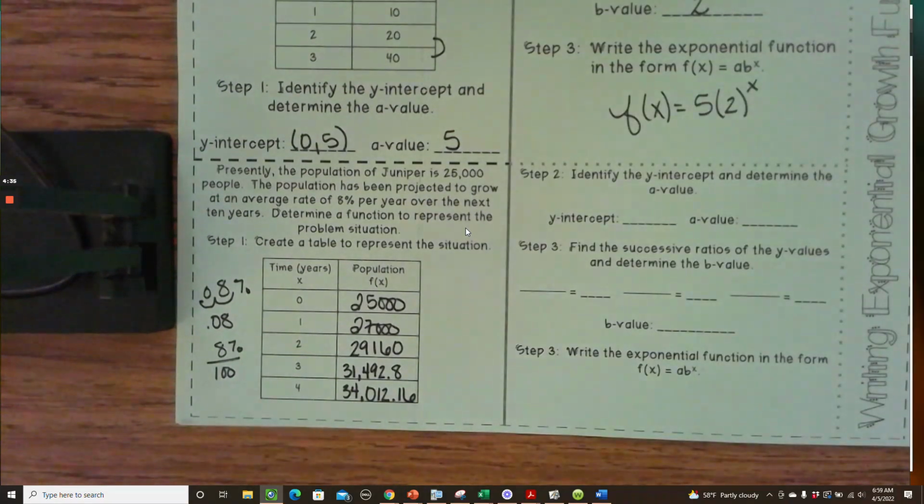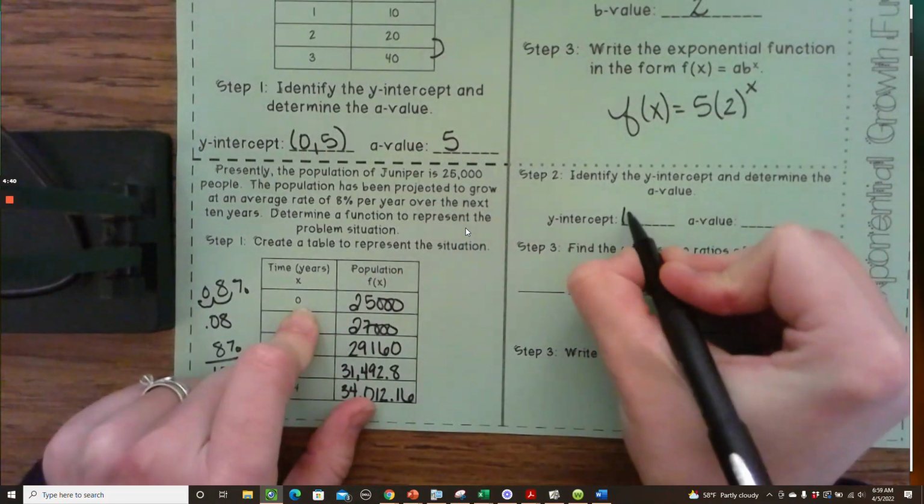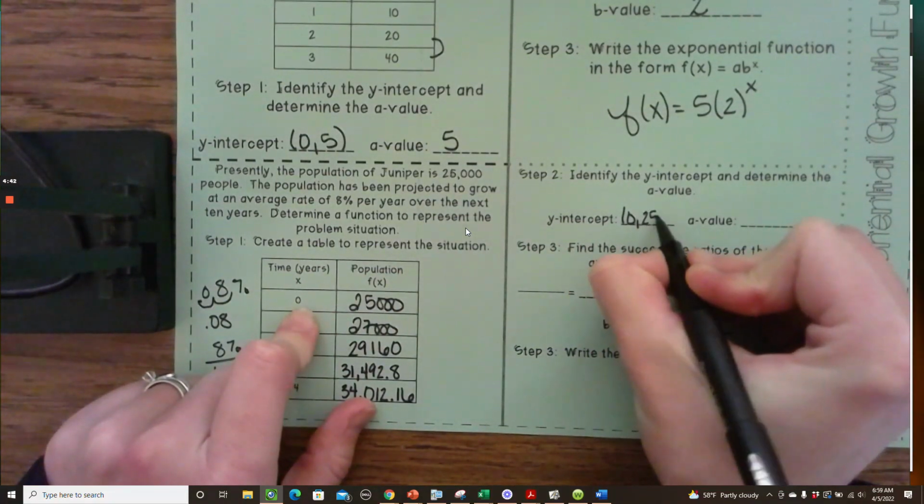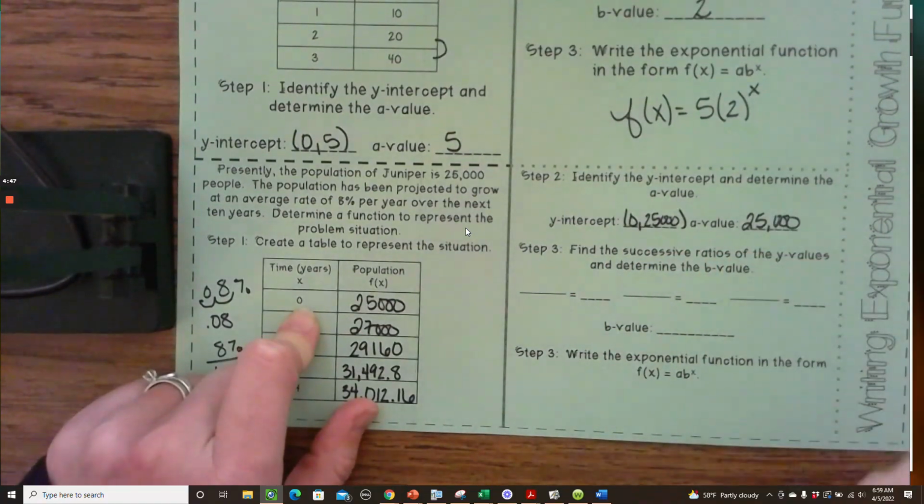So then we can do the exact same thing. We can find the y-intercept from our table. That's always our starting amount. So (0, 25,000). So our a value is the y-intercept of 25,000.